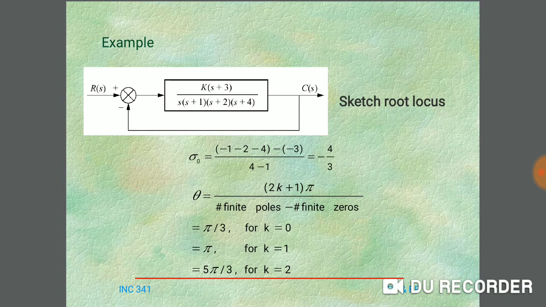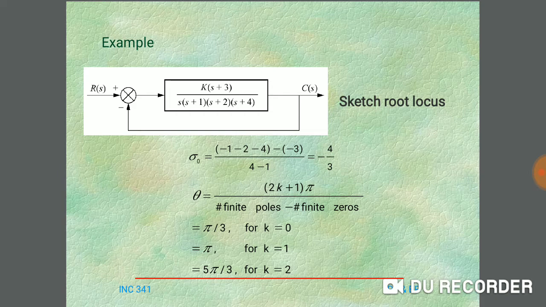We'll discuss another example. Sketch the root locus for the particular diagram. First, you have to find out how many poles there are and how many zeros there are. Same procedure: then we have to use the formula sigma is equal to summation of poles minus summation of zeros, divided by number of poles minus number of zeros. Here the number of poles is 4 and the number of zeros is 1. Therefore 4 minus 1, with poles at -1, -2, -4, and another one at -3. Therefore sigma is -4 divided by 3.